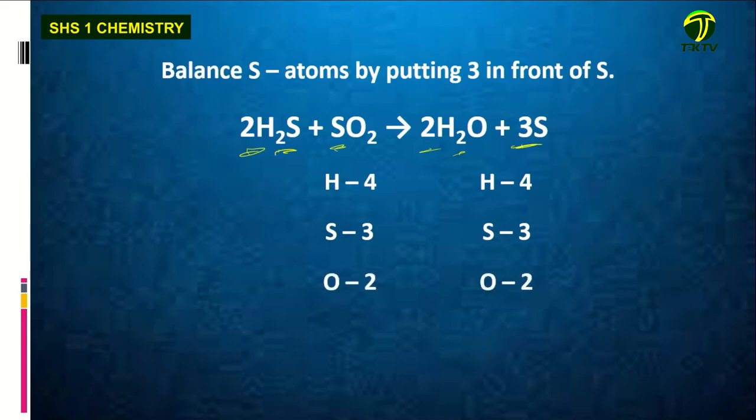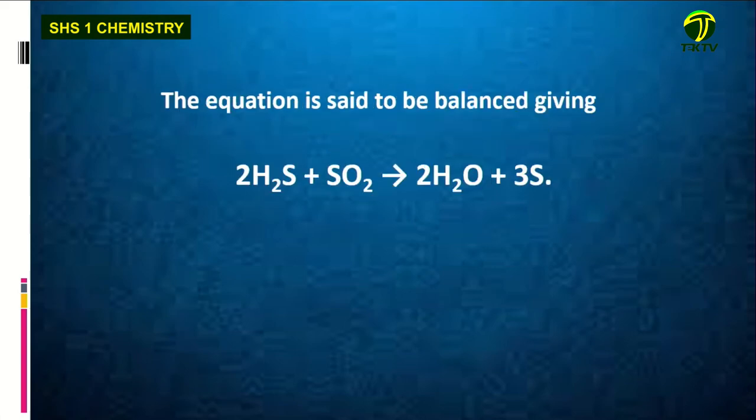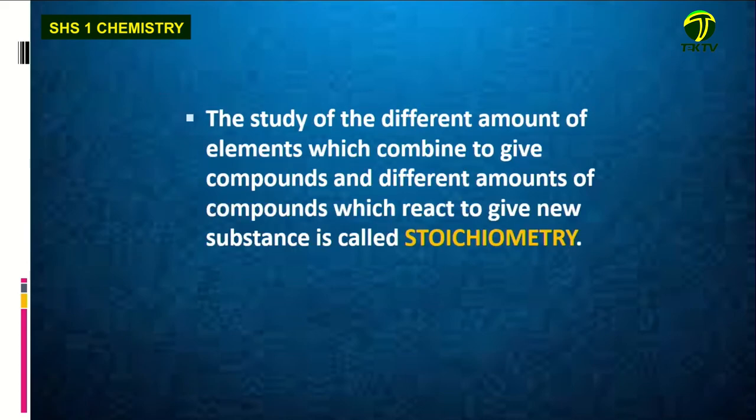Then we have the oxygen. We have 2 from the SO2, and then we have 2 from H2O. So we see that the number of atoms of each kind on the product side are the same as on the reactant side. Then we say that the equation is balanced. So we have our equation, which is balanced. That is how we balance the equation.